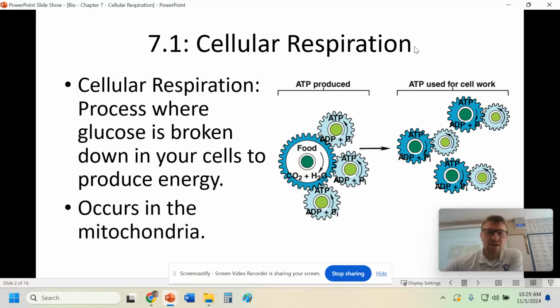All right, with that being said, let's talk about what cellular respiration is. This is the process where glucose, which we made in our last chapter, is going to be broken down in our cells to produce energy. This again occurs in the mitochondria.